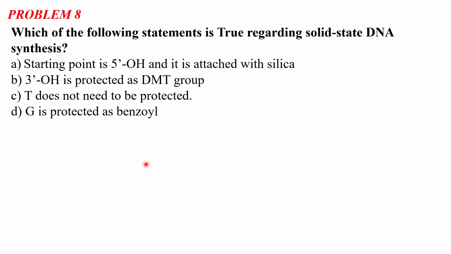Which of the following statements is true regarding the solid state DNA synthesis? Number A, the starting point is 5' OH and it is attached with silica. Number B, 3' OH is protected as DMT group. Number C, thymine does not need to be protected. And number D, guanine is protected as benzoyl.